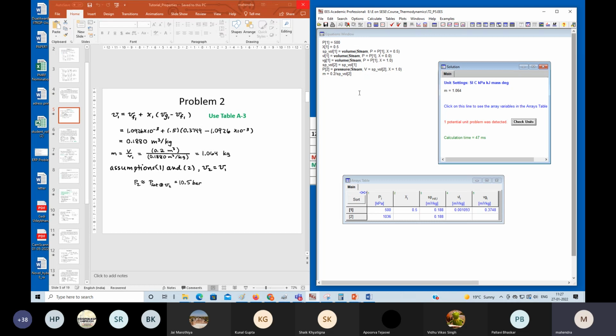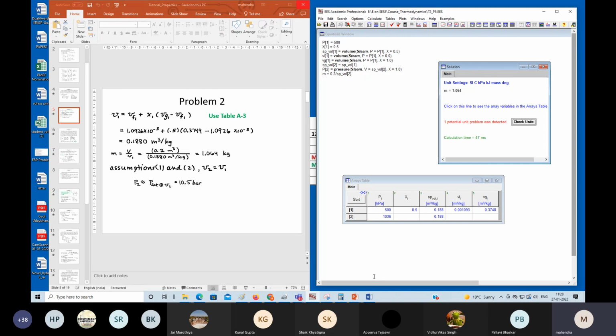Is it clear? Whatever problem number 1 we solved in the conventional method, we have simply written 4 lines of code. This is not even code; we should not call it code. This is software. We are just using predefined syntax, and through that we are calculating.